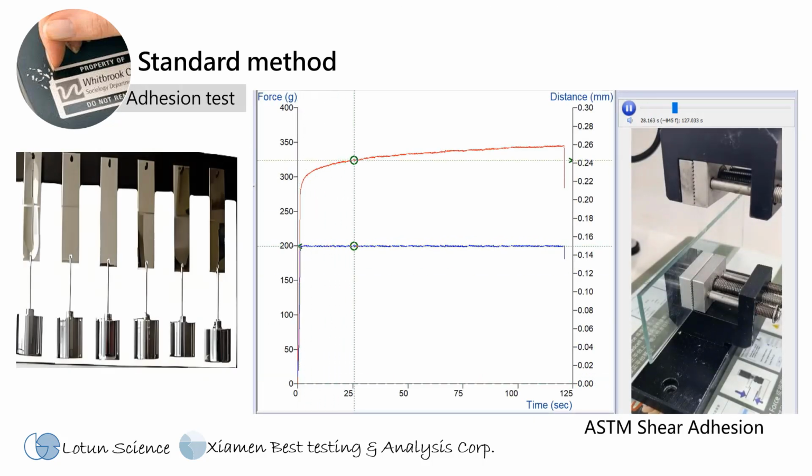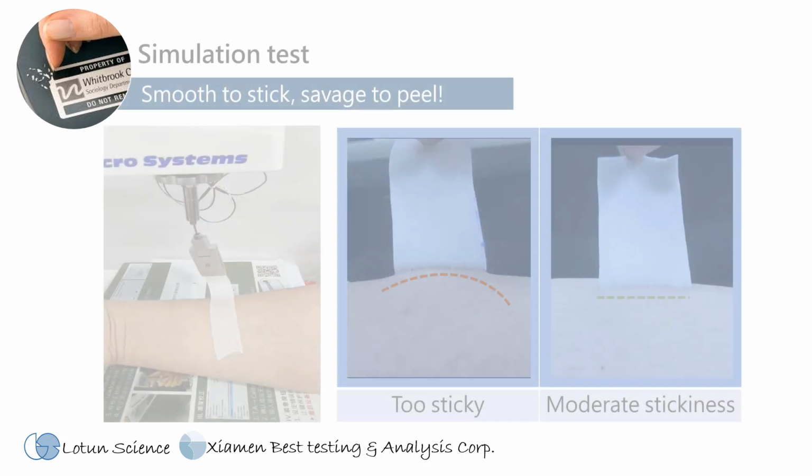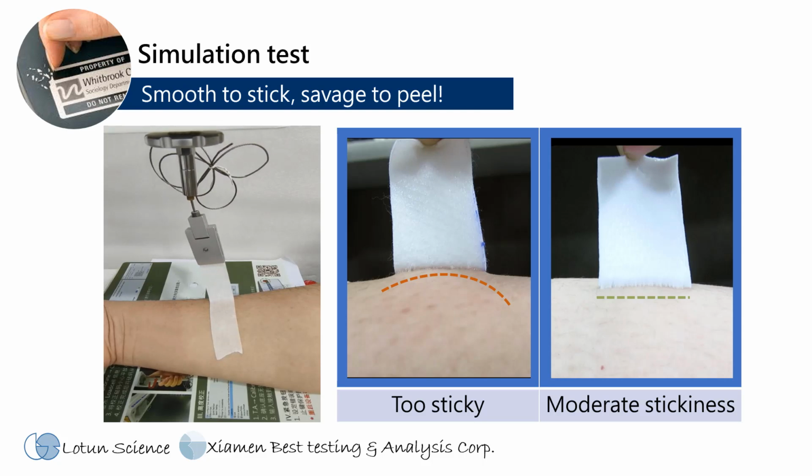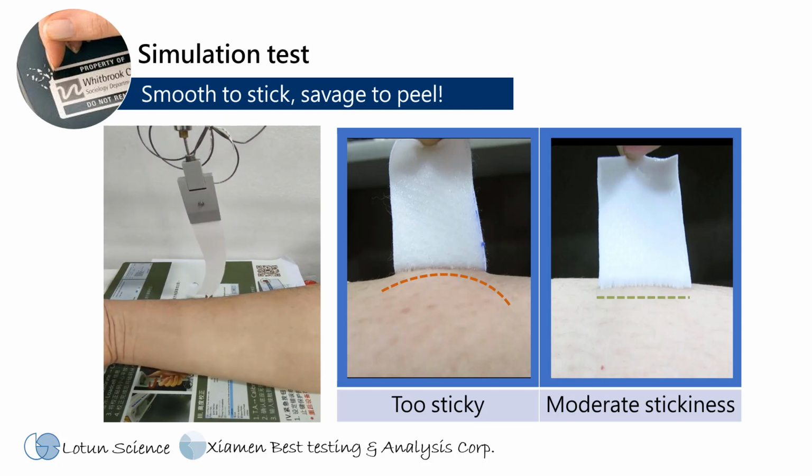Beyond fixed distance tensile tests, force versus displacement, hold tests observe displacement over time under constant force, used to evaluate holding power. For medical tapes, we can simulate different peel angles to assess how securely a patch adheres and how smoothly it peels off, ensuring it feels good when applied and doesn't hurt when removed. As shown in the image, on the left, strong adhesion pulls the skin, on the right, the patch removes easily.